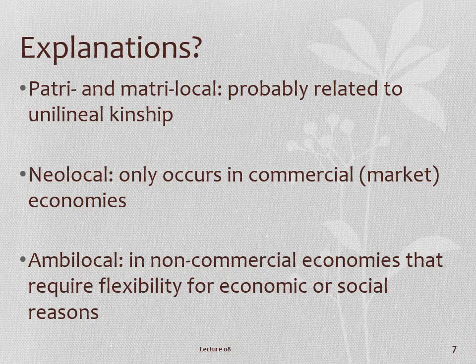Ambilocal residence is usually only found in non-commercial economies that require great flexibility, such as hunter-gatherers in very marginal environments, or societies that have just experienced large population crashes due to warfare or epidemic. With a rigid residential rule, some newly married couples may not have enough of the right kind of kin. The family can't form an economically viable household, so the new couple moves into the other person's parents' house.